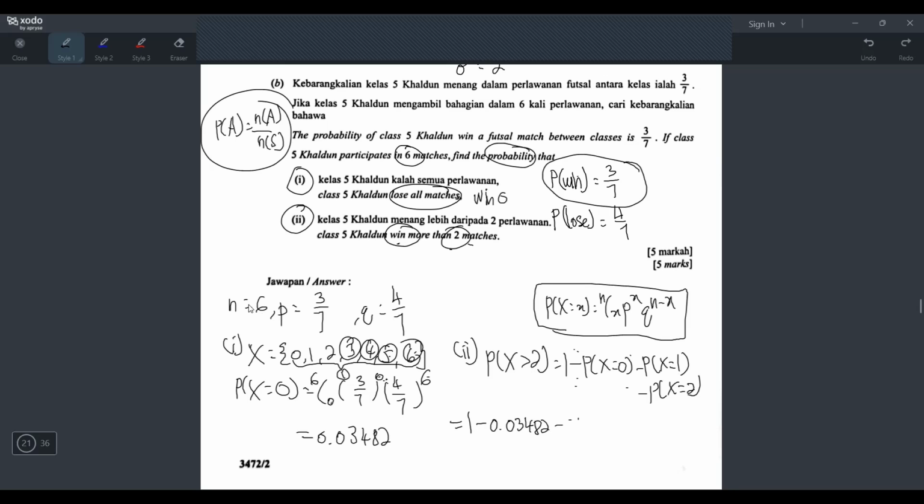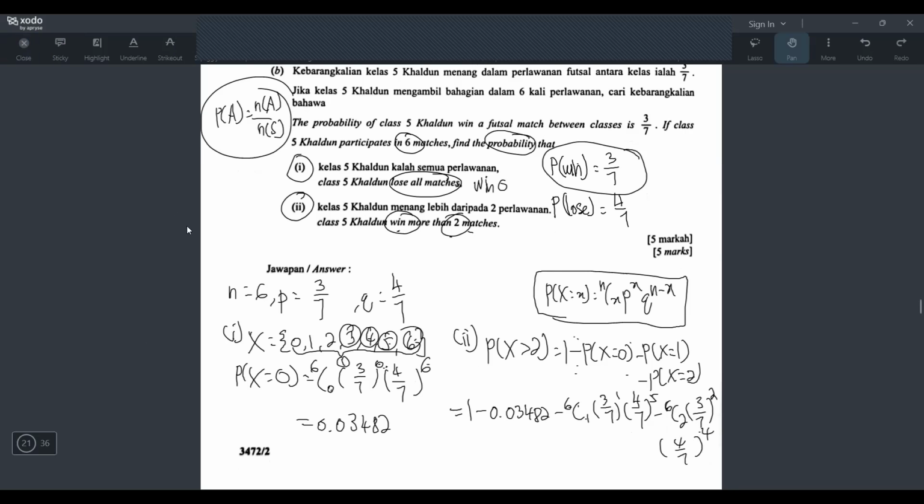And then P(X=1) has to be calculated. So use this formula, nCx, so 6C1, and then brackets. P is 3 over 7, Q is 4 over 7. The power will be the same as the number down here, 1, and this power will be 6 minus 1, which is 5. The last one is P(X=2), so 6C2, and then brackets. The power of 3 over 7 is the same as the number down here, 2, and the power of 4 over 7 is 6 minus 2, which is 4.